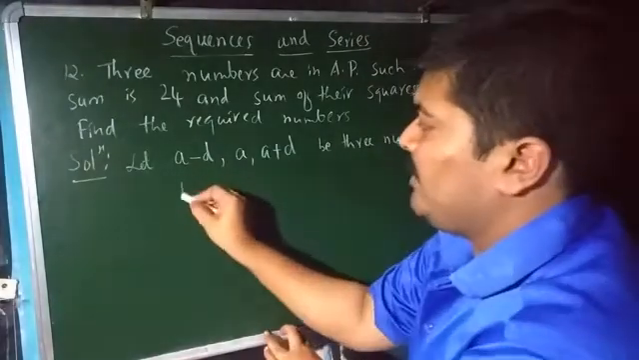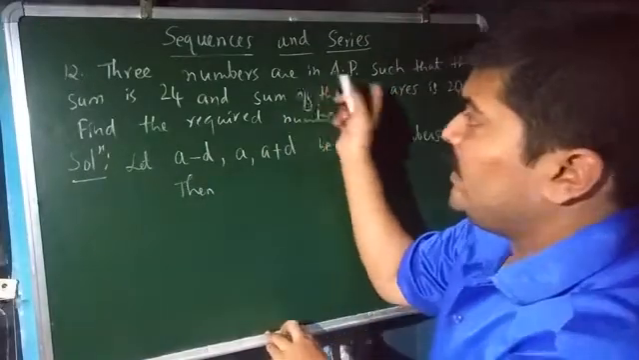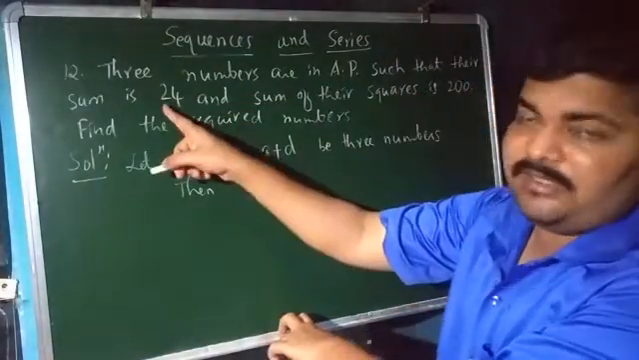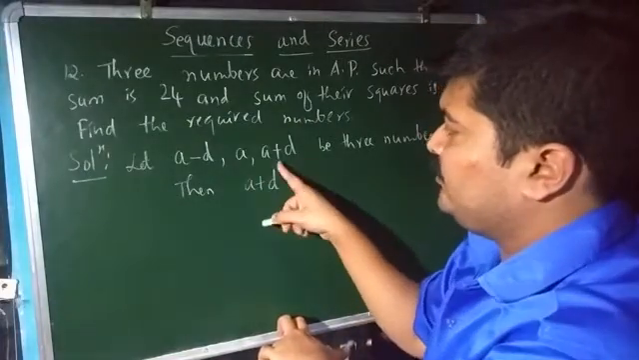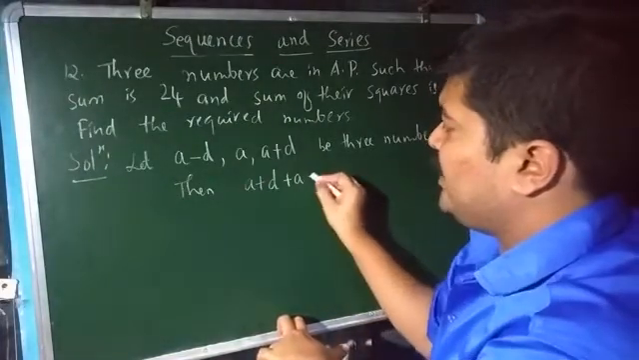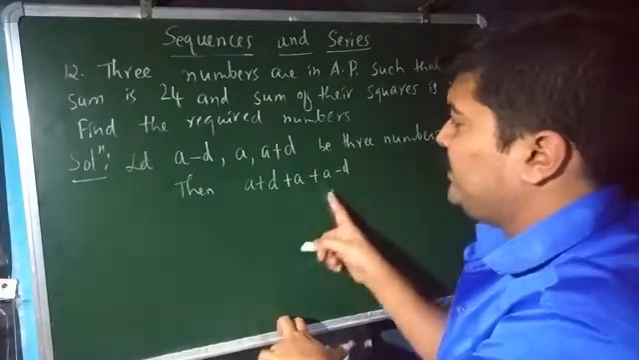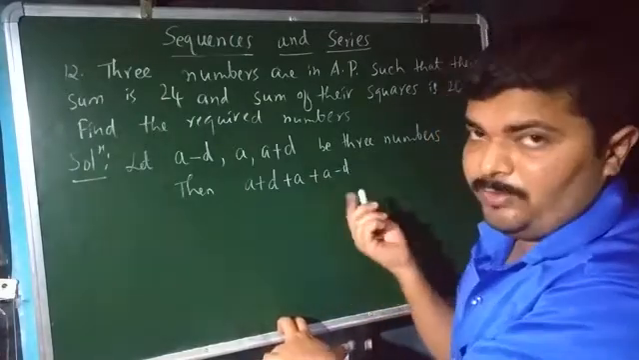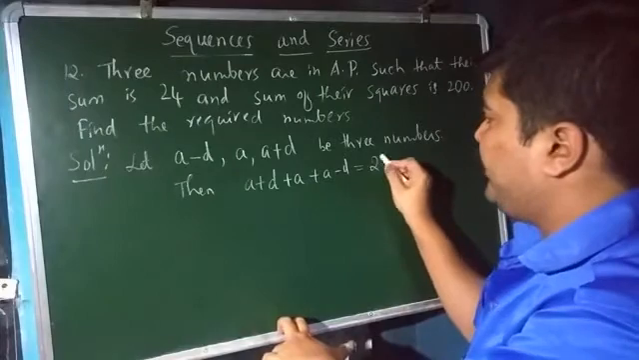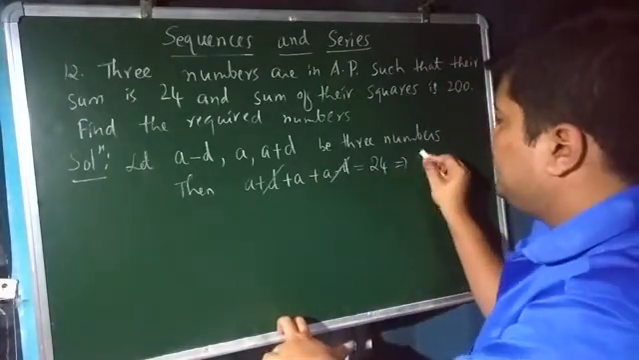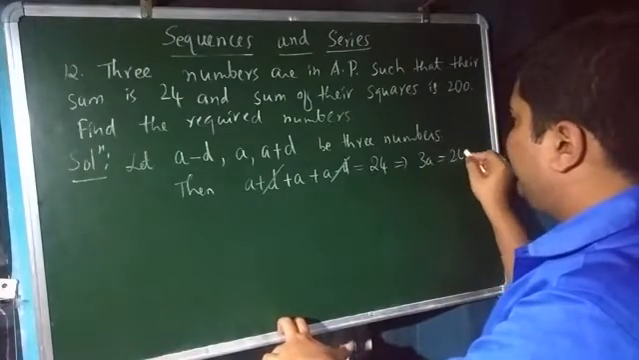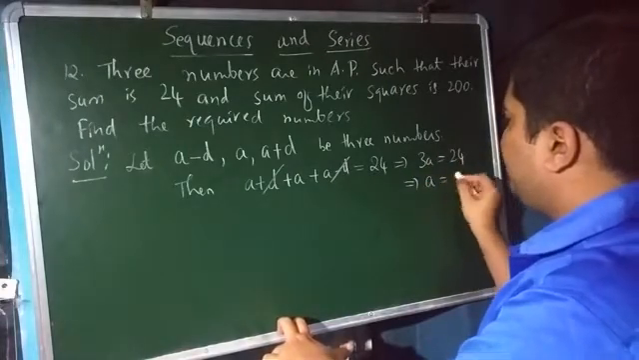Then what have they given? They have given that the summation of these three numbers is exactly equal to 24. That implies a plus d plus a plus a minus d. You can interchange the roles of these two terms also, no issues at all. That is equal to 24. The d and minus d will get cancelled, and you are just left with 3a equal to 24. That implies a is equal to 8.